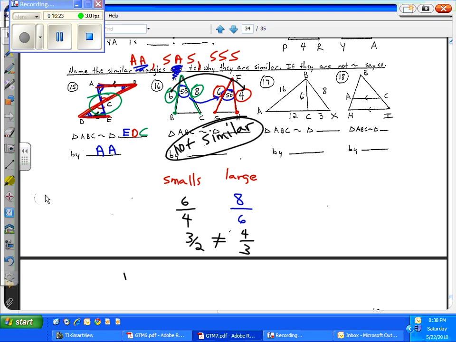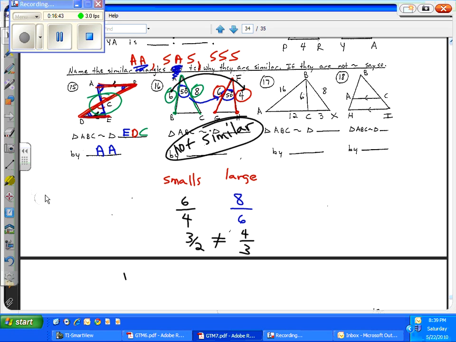We are not going to put no conclusion. We can reach a conclusion. Our conclusion is that those are not similar because the sides are not proportional. Okay?